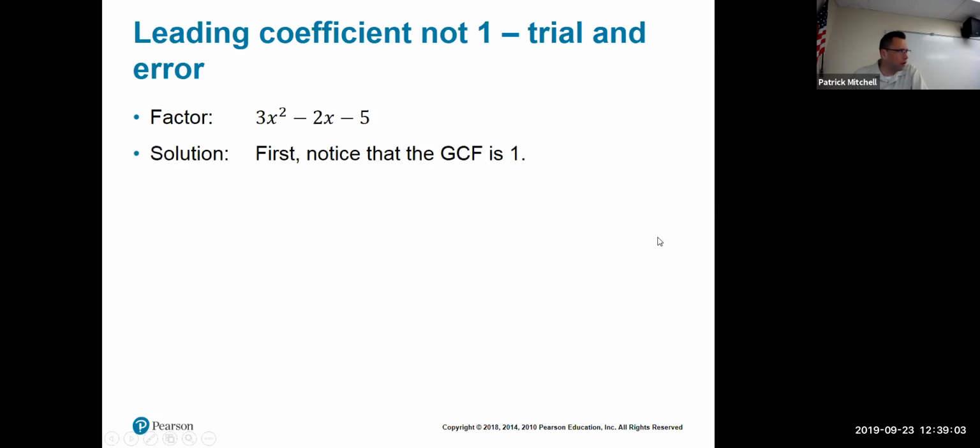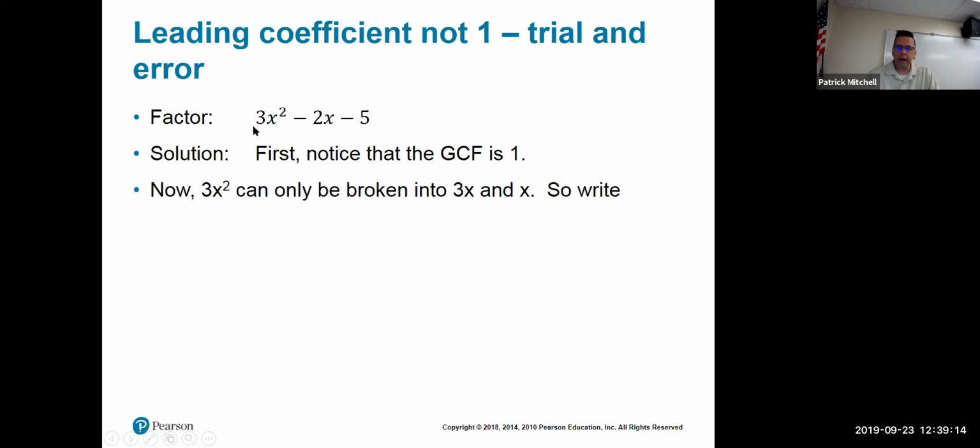So first look for your greatest common factor, and I see that it's 1 again. Okay. So the greatest common factor is not going to help me. Okay, now 3 happens to be a prime number, which is kind of handy. So really the only reasonable way to break up the 3x squared is 3x and x. So I'm going to write 3x squared minus 2x minus 5 equals 3x something something, x something something.